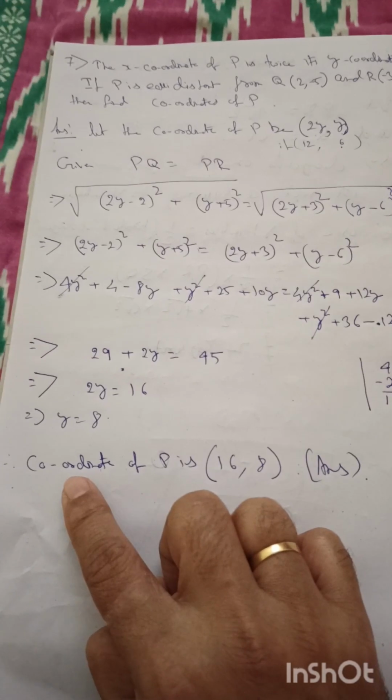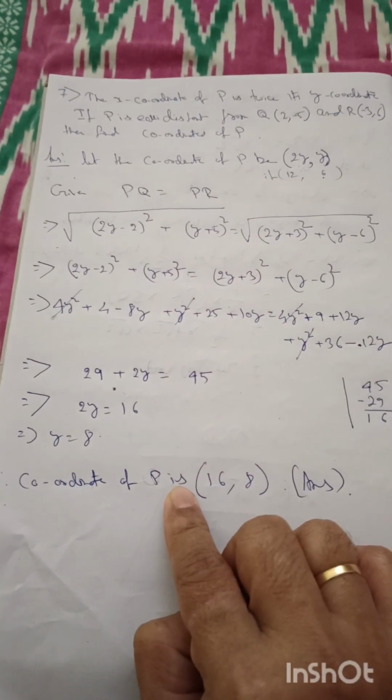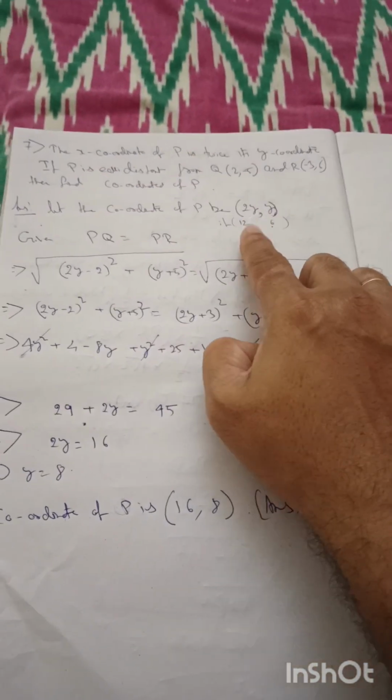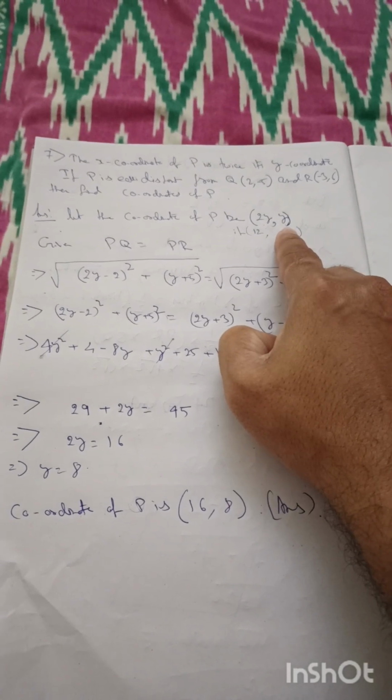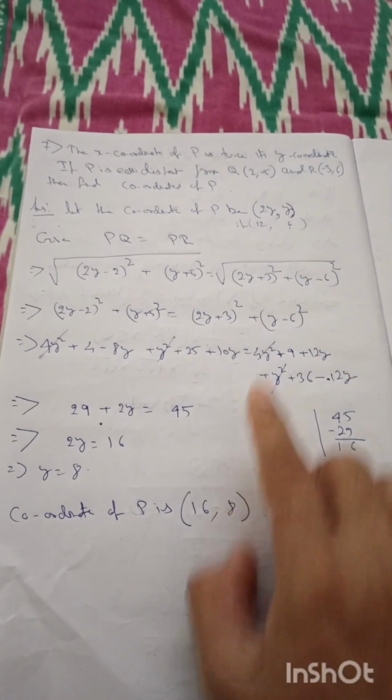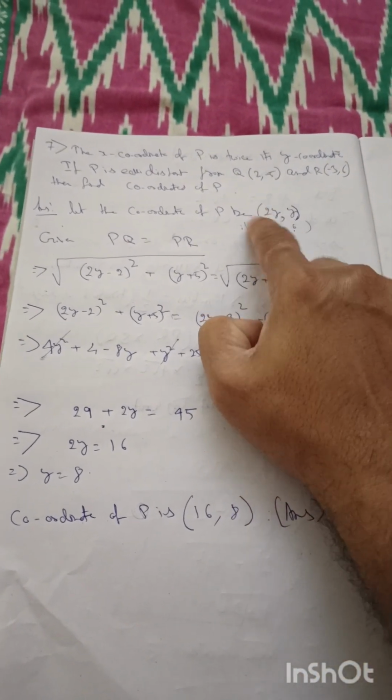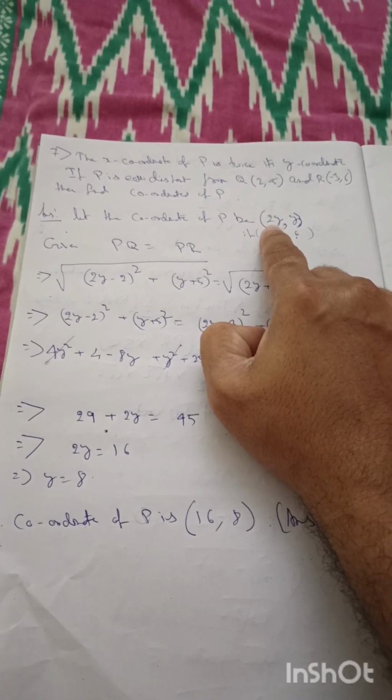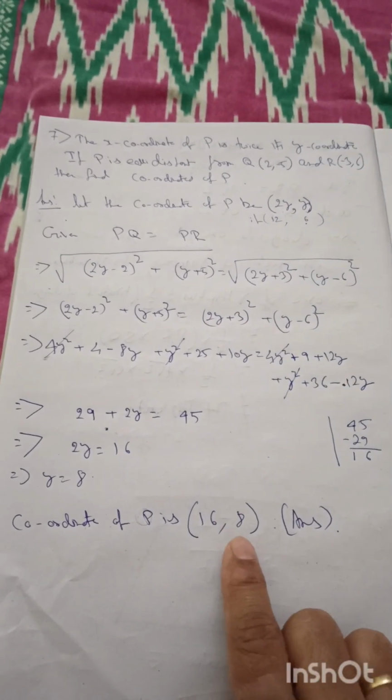So the coordinates of P are, what are the coordinates of P? y. What is the value of y? 8. And what is the value of the x coordinate of P? That is 2y, that is 16.